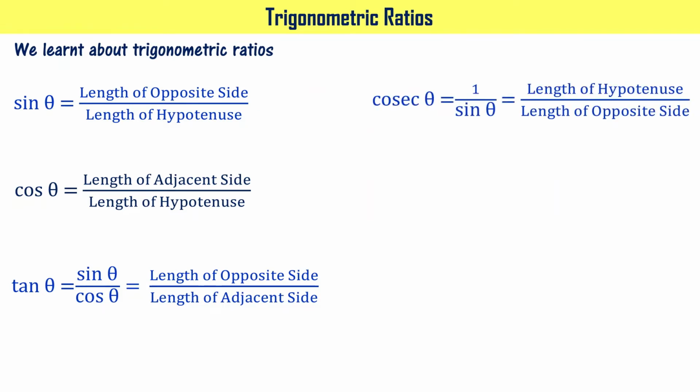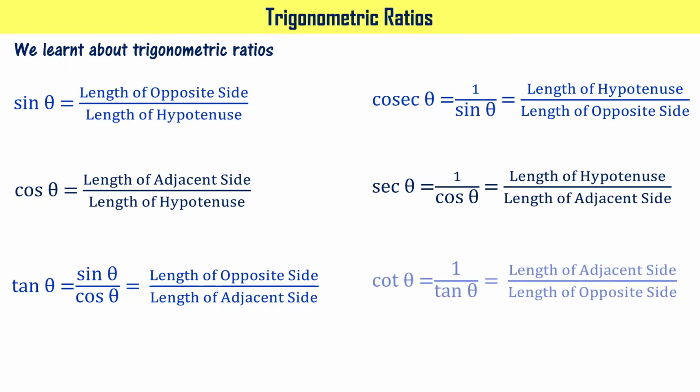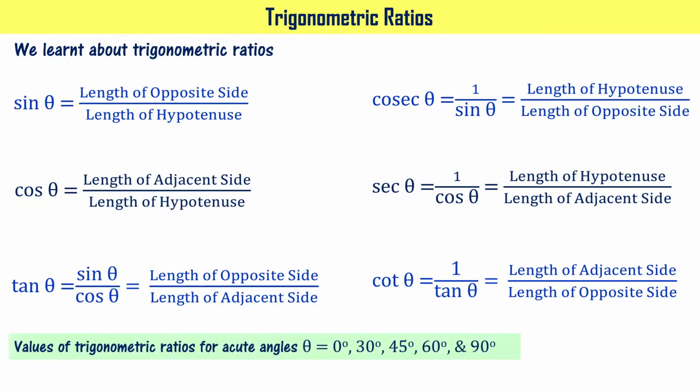Cosec theta is 1 by sin theta, that is equal to length of hypotenuse divided by length of opposite side to angle theta, right? Sec theta is 1 by cos theta, that is equal to length of hypotenuse divided by length of adjacent side. And cot theta is 1 by tan theta, that is length of adjacent side divided by length of opposite side, right? In this video, we are going to learn about values of trigonometric ratios for various angles. Theta equal to 0 degrees, 30 degrees, 45 degrees, 60 degrees and 90 degrees, right?